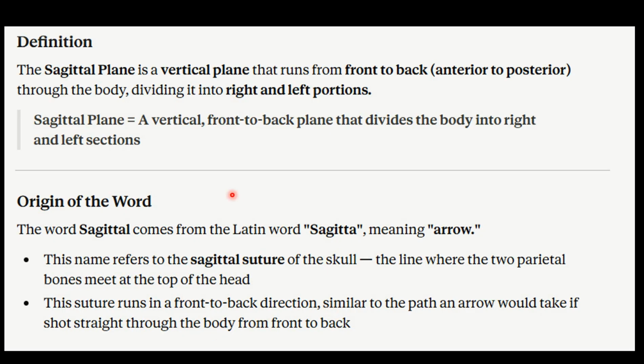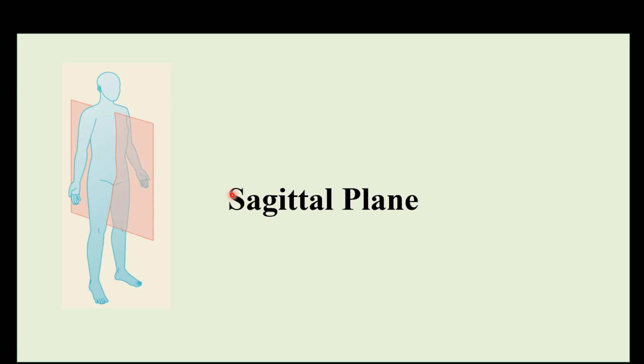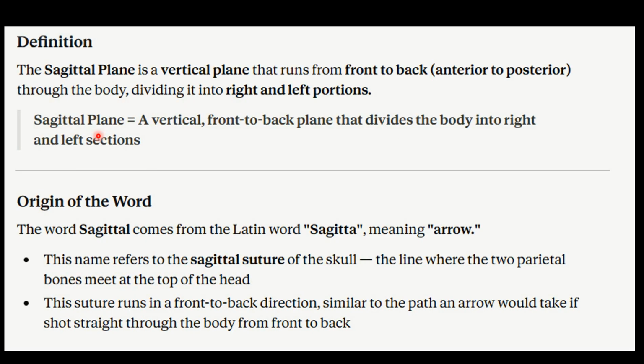So basically it means arrow. Now you can assume that one arrow is passed through the body, shot through the straight body. What it will do, it will pass like this. So we can assume that it's a kind of area impacted by the arrow. Just an imagination. So this is called the sagittal plane.